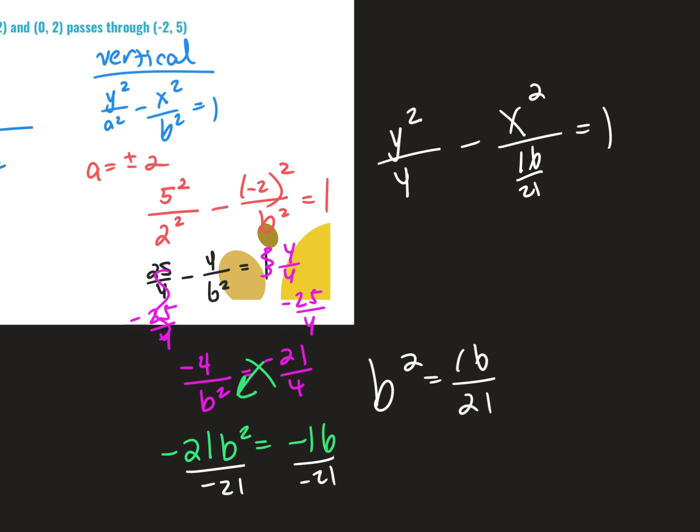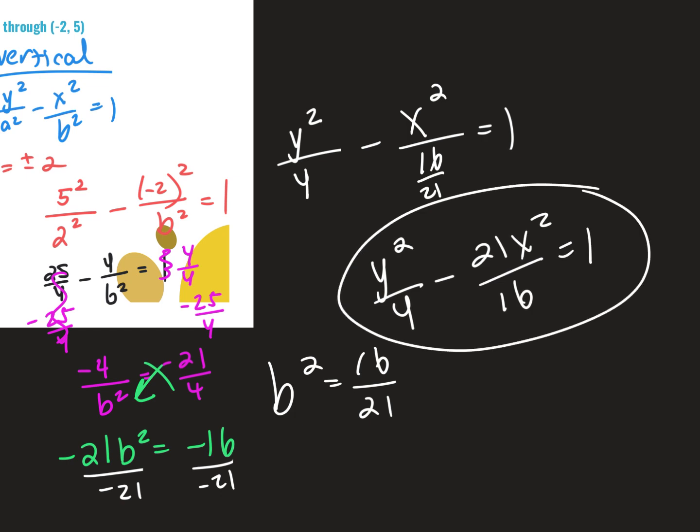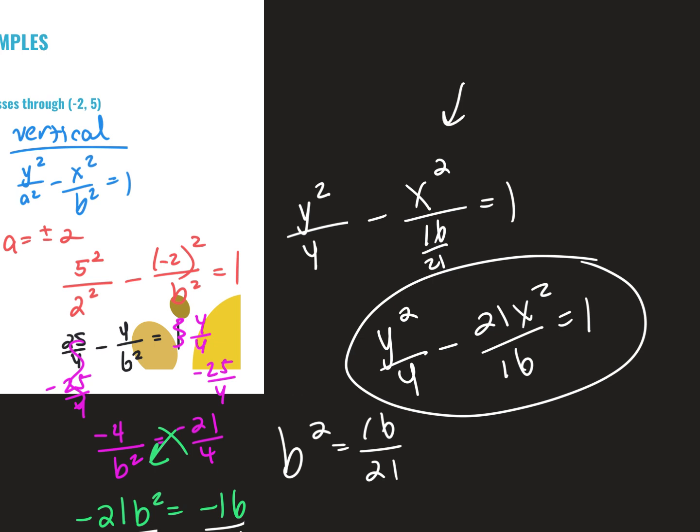You will not see an answer like that on a multiple choice test. You will see, and it should be written like this, y squared over 4 minus 21x squared over 16 equals 1. And some of you are like, how did you get that? Well, guys, look, this is just a fraction divided by a fraction, right? So if you keep, change, and then flip, do you see why the 21 goes on top? Okay, so make sure you see that.